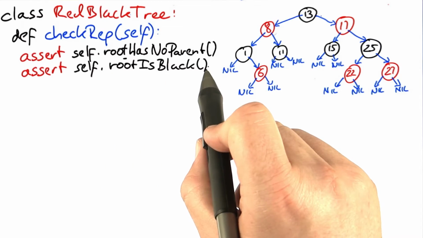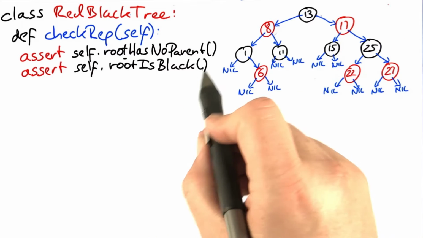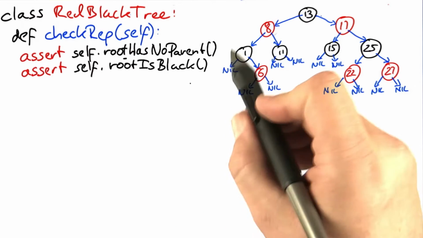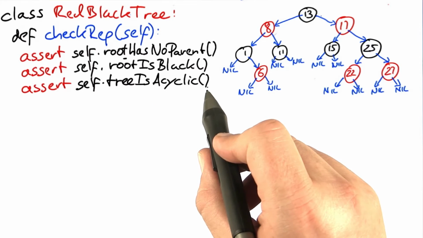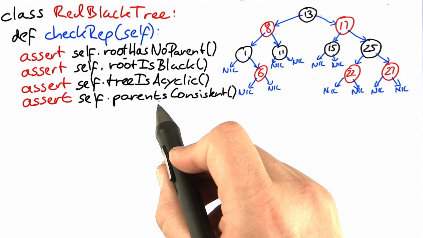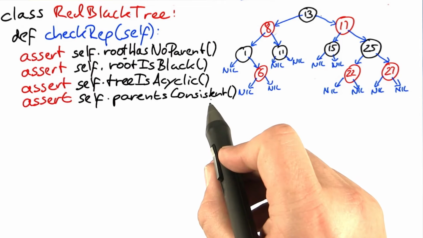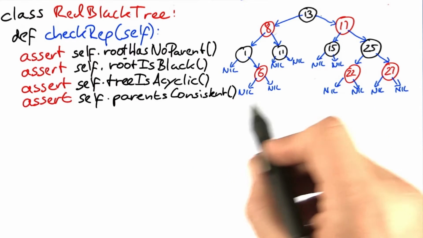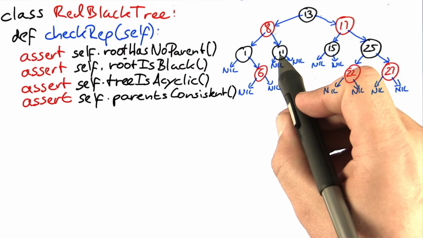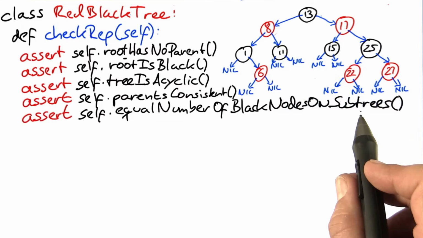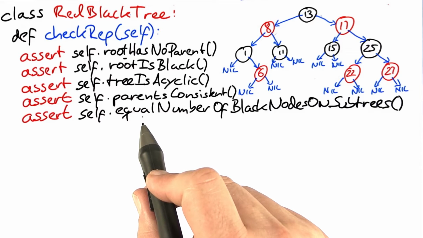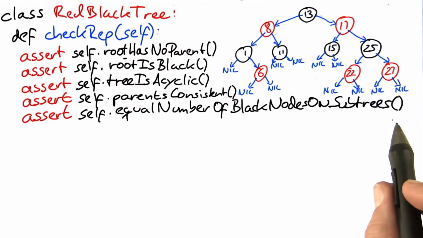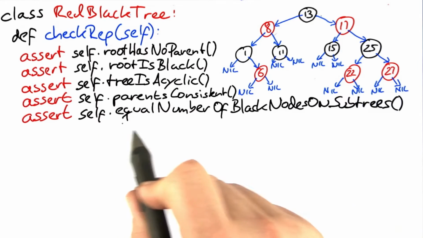And as you can see here, we're setting up helper functions in order to break down the invariant into manageable small pieces. We want to make sure that there's no cycles in the tree. We want to make sure that pointers to parents are consistent. That is, if some node points to its parent, then it should also be a child of this very parent. We want to make sure that in both subtrees, the number of black nodes is equal. That's a nice, long function name which says it all.